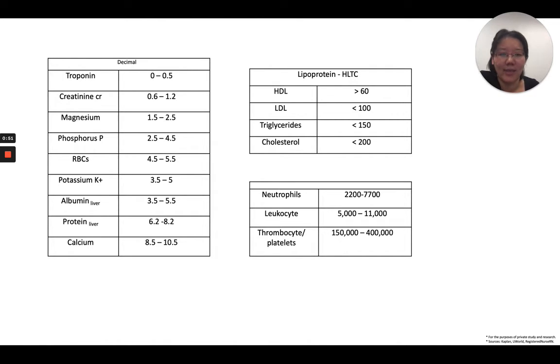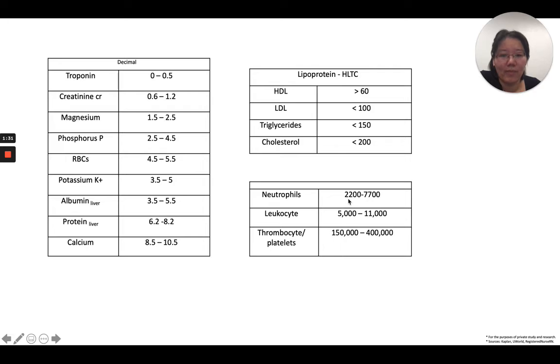How I organize my lab values is, here is a decimal. So all of these numbers involve decimals, so I just categorize them into one group. That way it's easy for me to remember. And then for this one, it's about lipoprotein. How I remember is HLTC, so I use an acronym, the first letters HLTC. And then over here, 60, 100, 150, 200, easy to remember. 60 is above, the rest is negative. So 60, 100, 150, 200.